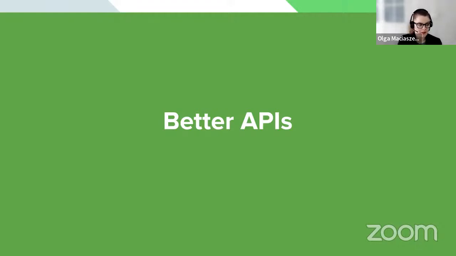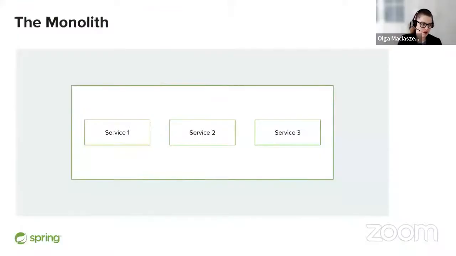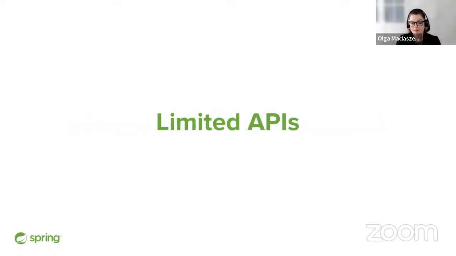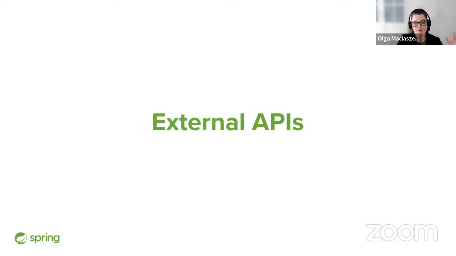So how to create better APIs. Again, going back to our monolith, before we didn't need to have a whole lot of APIs, and we didn't have a whole lot of network communication. We usually just had a server, maybe with some limited client apps that we didn't care all too much about. The APIs were very limited.